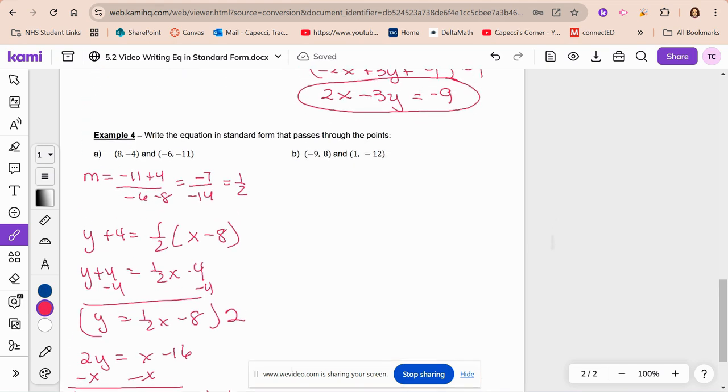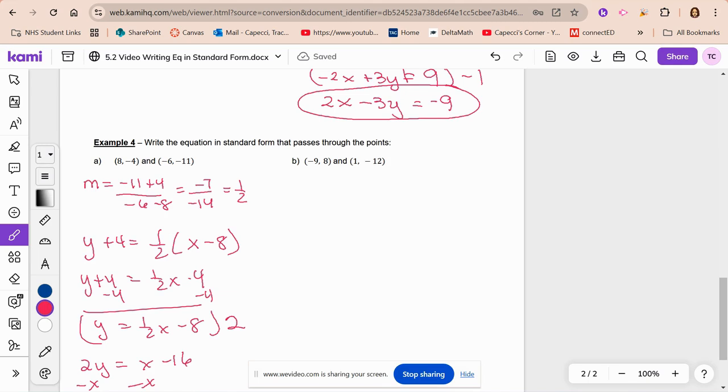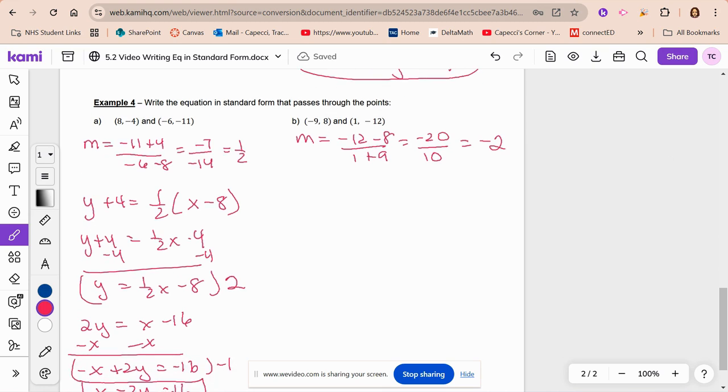Okay. All right. One more. Let's see what we get. So my slope here, again, I have negative 12 minus 8, and then I have 1 plus 9. So that gives me negative 20 over 10, which is negative 2. That's my slope. Again, I could use either point. I'll use that first one.